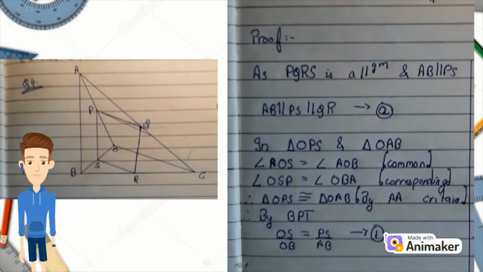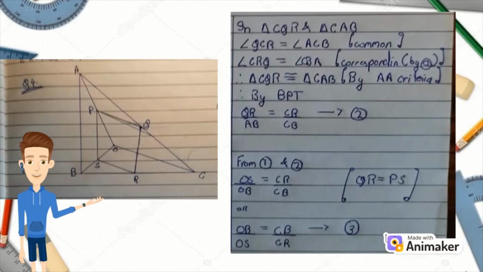The proof. In triangle OPS and triangle OAB, angle POS is equal to angle AOB as they are common, and angle OSP is equal to angle OBA as they are the corresponding angles, as we know that AB is parallel to PS. Therefore, triangle OPS and triangle OAB will be similar by AAA criteria, and by the basic proportionality theorem, we can say that OS upon OB is equal to PS upon AB. Let this be equation 1.